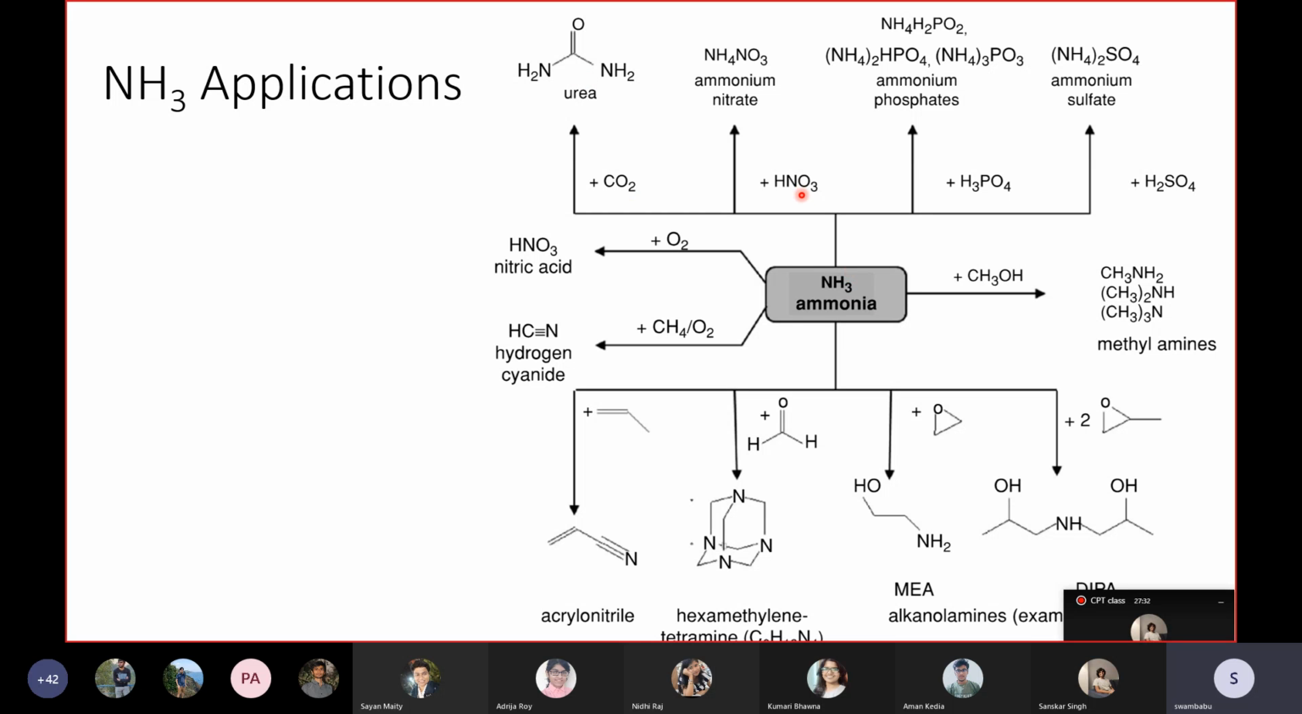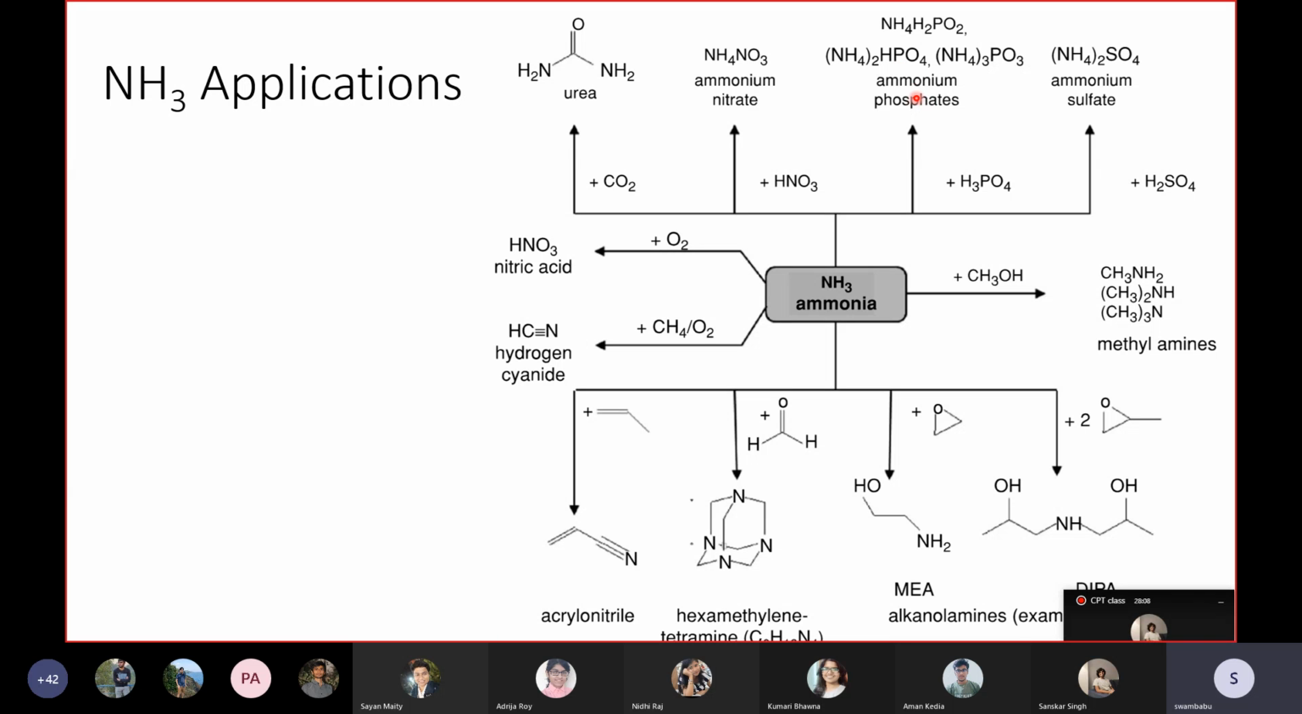When ammonia reacts with nitric acid, that produces ammonium nitrate. Now again, how do you produce this nitric acid? If you oxidize ammonia, you will get nitric acid. Similarly, if you react phosphoric acid with ammonia, you will get ammonium phosphate.